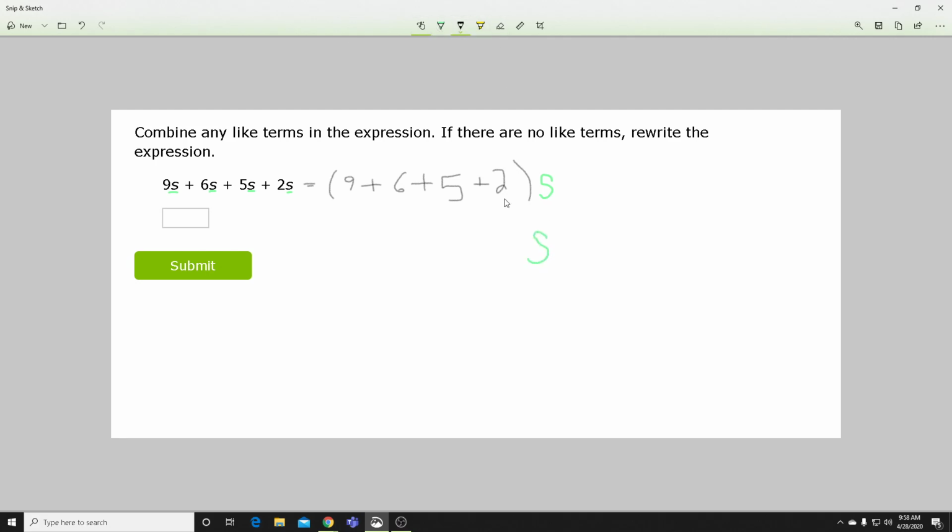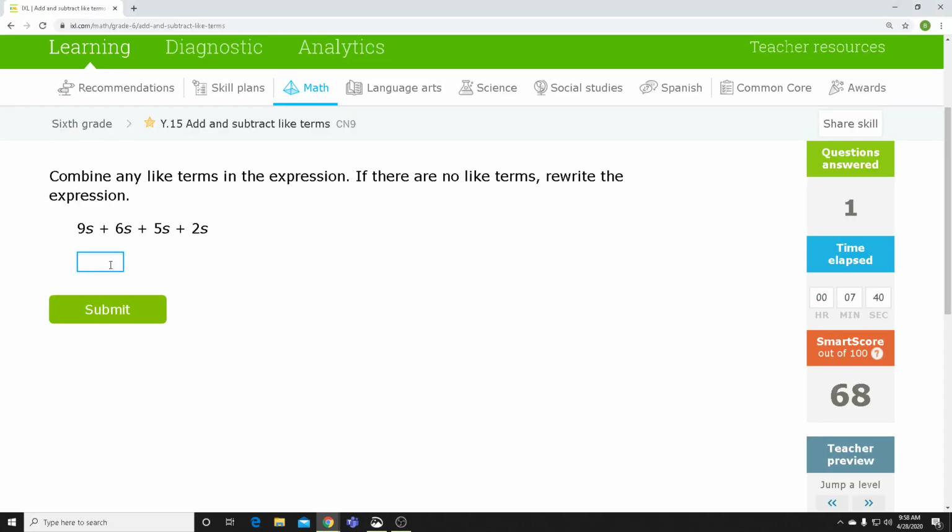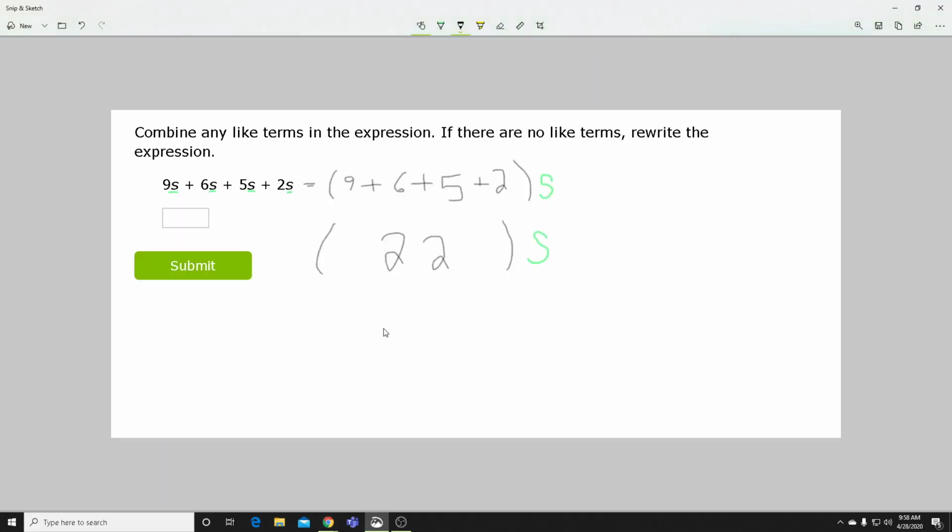This s is going to stay the same. And we just add up the coefficients. 9 plus 6 is 15, plus 5 is 20, plus 2, 22s. And that's the proper way to write it for your final expression, just like this. You put the coefficient first, then the variable.